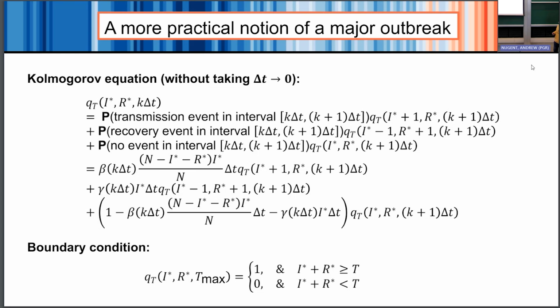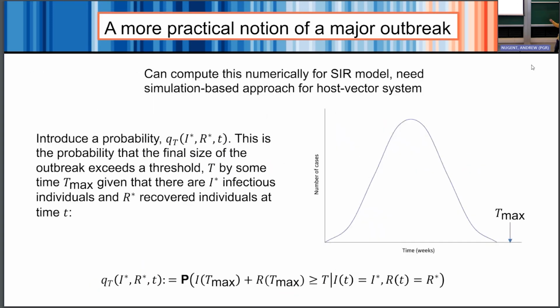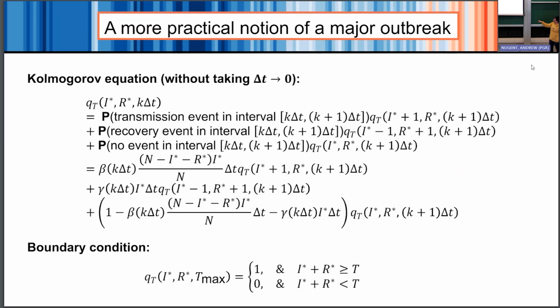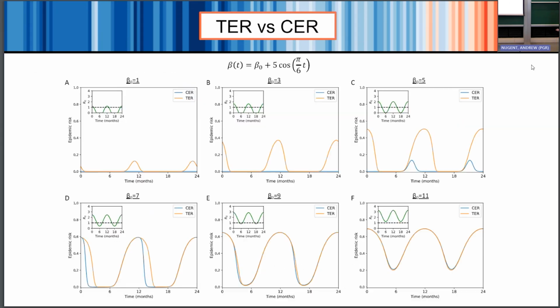So the probability of exceeding the threshold, given that you've got I star and R star infections and recovered by this time t max, which is after the end of the outbreak, should be equal to 1 if your number of infections and recovered is already above that threshold by that time. And it should be 0 if your number of infections plus recovered is less than that threshold by that time, because we're assuming that we're not generating any more infections by that time. And so whatever's happened has already happened. And so you can apply these boundary conditions at the end. And so using those boundary conditions at time t max, you can work backwards to work out the TER.